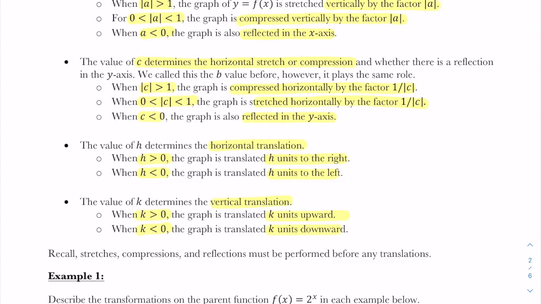And generally speaking, we have to perform our stretches, compressions, and reflections before any translations.